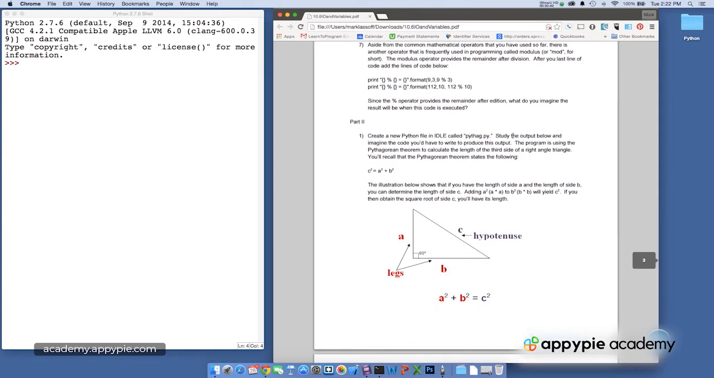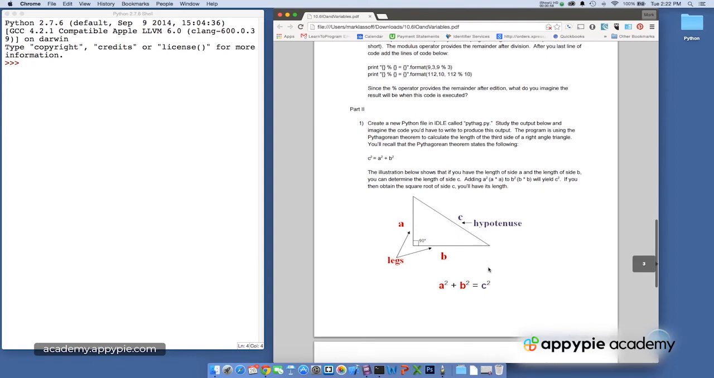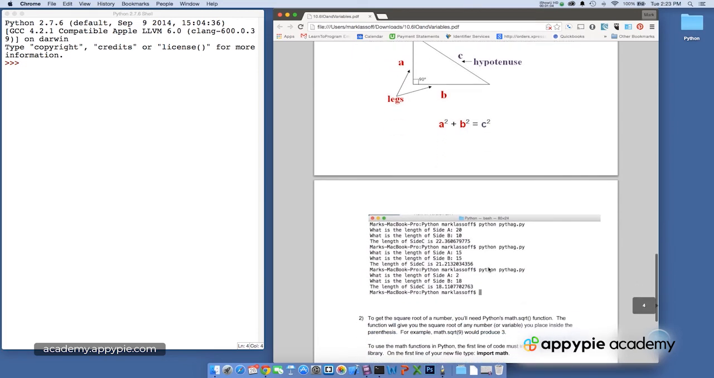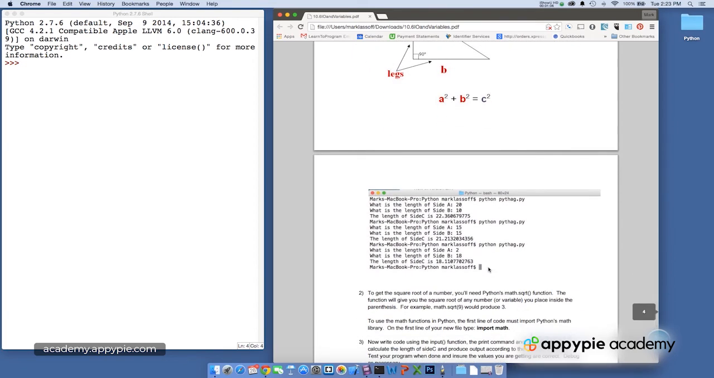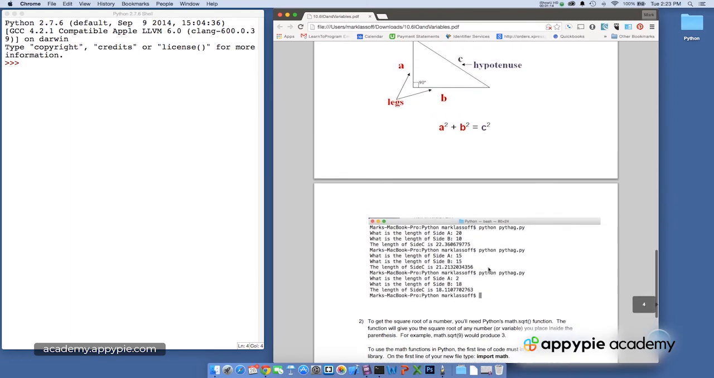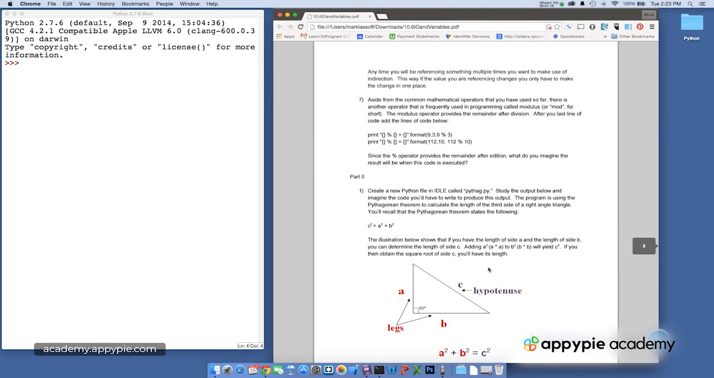The second part of this, you're going to write a program that employs the Pythagorean theorem. You probably remember it from school. A squared plus b squared equals c squared. It lets us find the length of the hypotenuse of a right-angled triangle. So if we have the length of side A and the length of side B, we can determine the length of side C. So you're going to create a Pythagorean theorem calculator that will correctly yield the length of side C if the length of side A and B are provided. I think you'll find this challenging, but again, really, really worthwhile. Make sure you read the directions really carefully to make sure you meet all the requirements of the lab exercise.